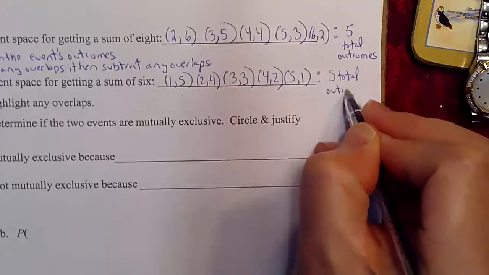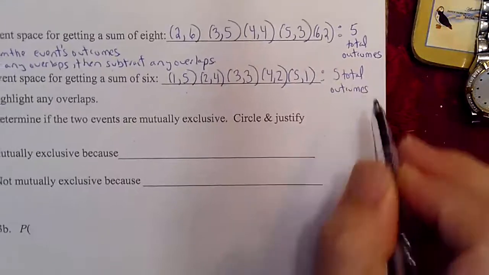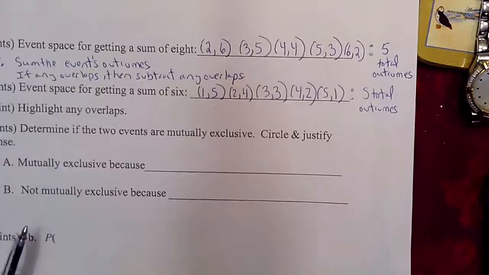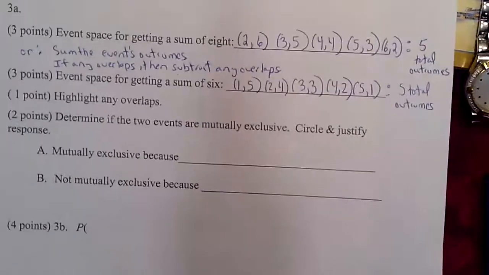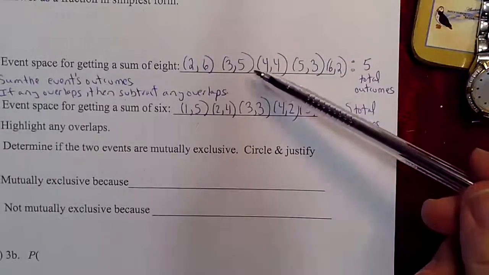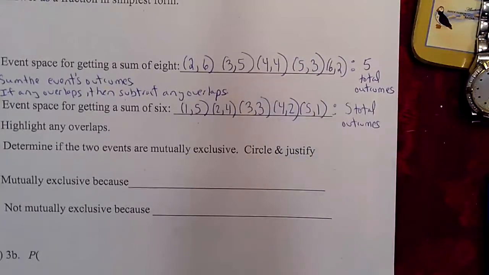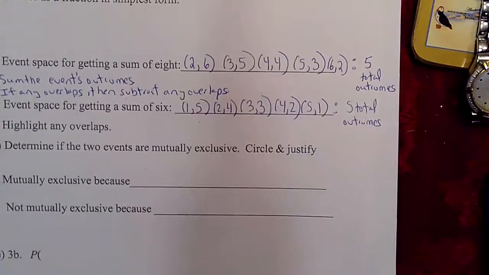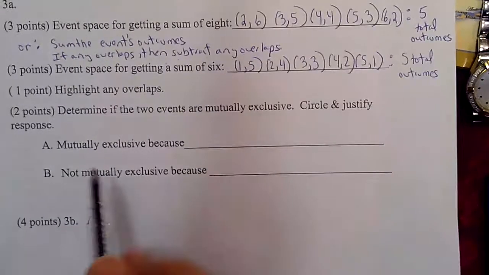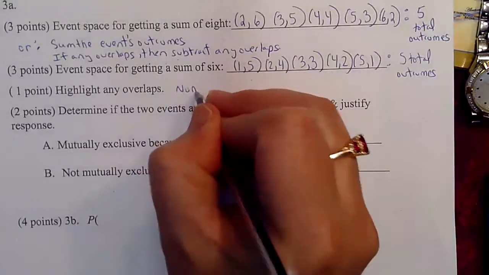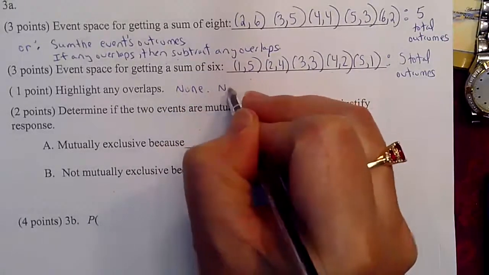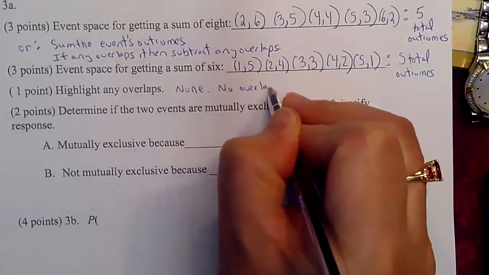And you want to highlight any overlaps. Do you have any overlaps? Do you see anything that's in both the first line and the second line that's identical? Nope. Okay, and sometimes that can happen. So you want to say there's none. None. There's no overlaps. And you didn't do anything wrong.